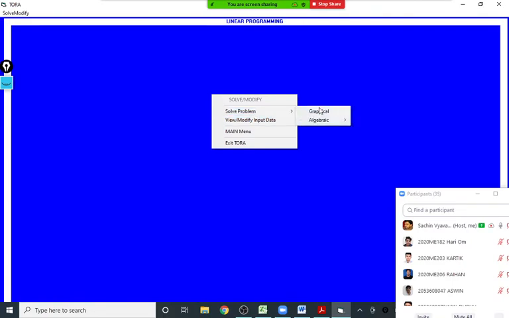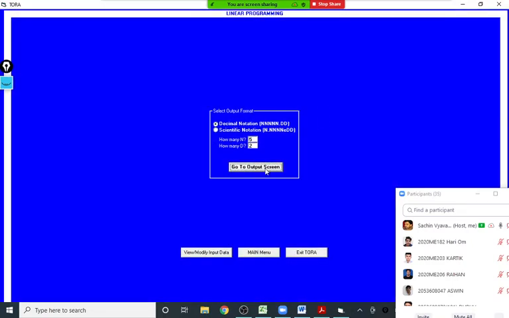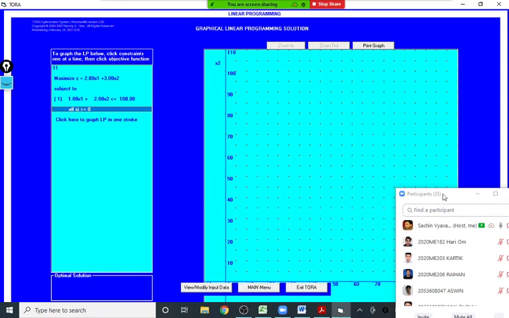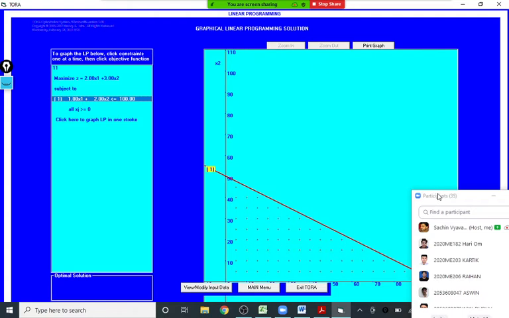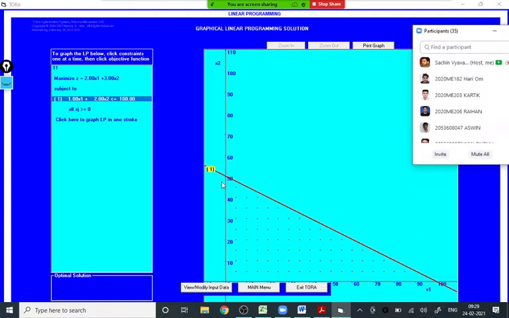Solve the problem by graphical method. Here is the output. Let me show you the constraint. I will plot the first constraint, x1 plus 2x2 less than or equal to 100. This is the point 0, 50. This is 100, 0, and all these dotted points are the feasible points. They are all possible solutions to this LPP.